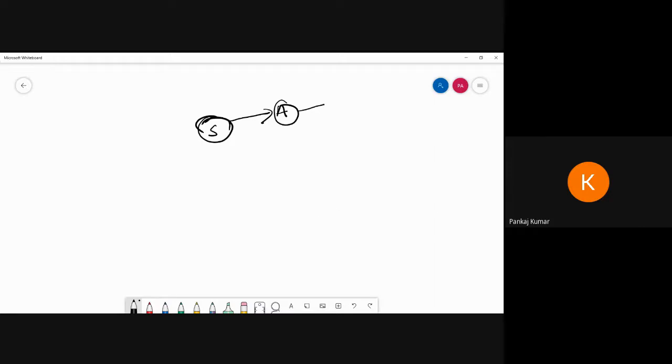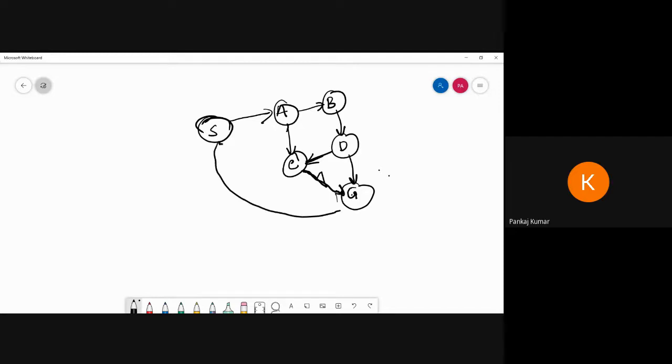Yeah. So this will be B. After drawing B, I can go to D. Then I can draw from here to C, and from C and D we can draw to one goal state G, connected like this. And one is directly connected to the goal state. Suppose this one is the start state, so I write S, and this one is the goal state, so I write Z. Okay.